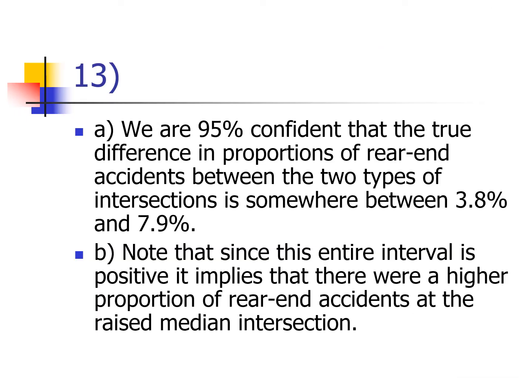So again, we just take those numbers. We're 95% confident that the true difference in proportions of rear end accidents between the two types of intersections is somewhere between 3.8% and 7.9%. Again, since this entire interval is positive, it implies that there was a higher proportion of rear end accidents at the raised median intersection. How much more? We think between 3.8 and 7.9% more. So you get a higher percentage of rear end accidents at these types of median intersections.